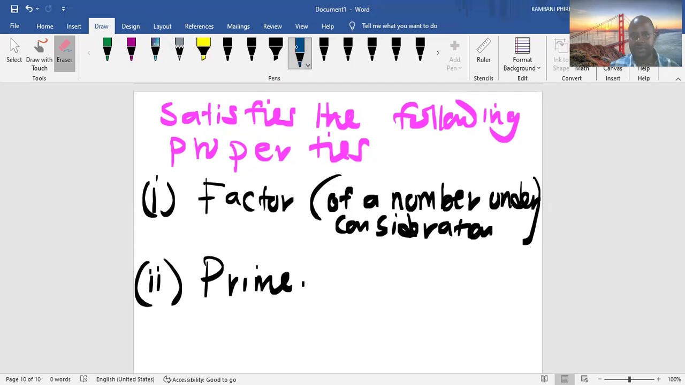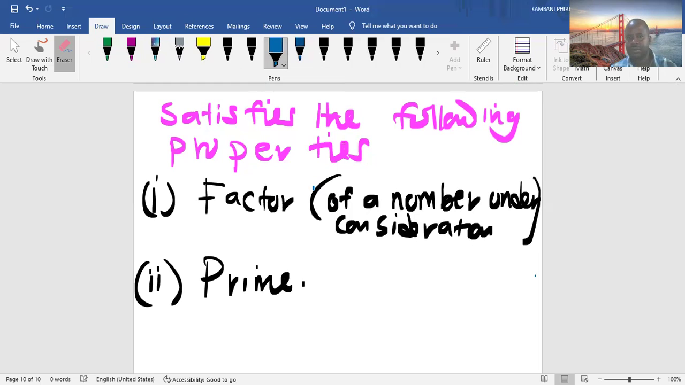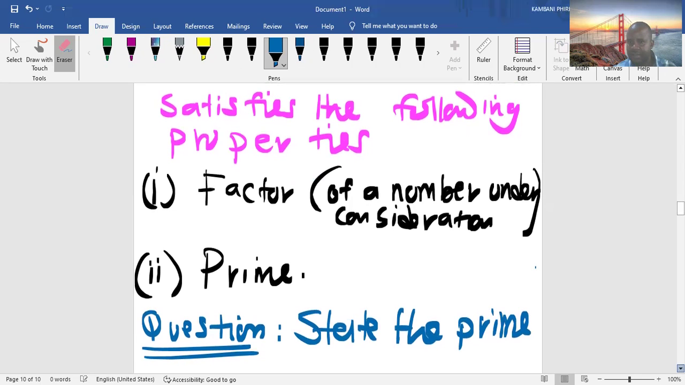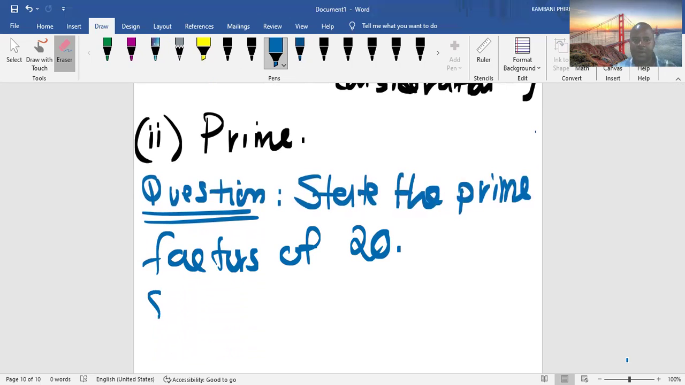Activity. Question. State the prime factors of 20. What is our solution?